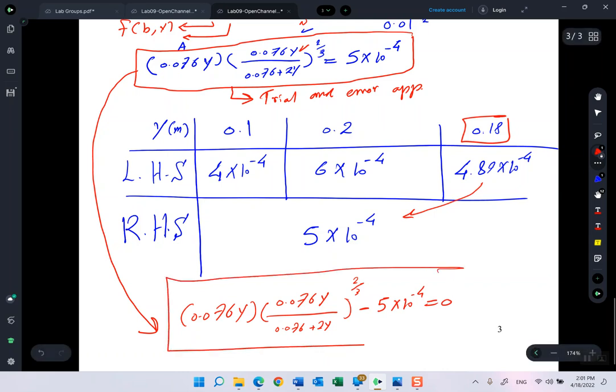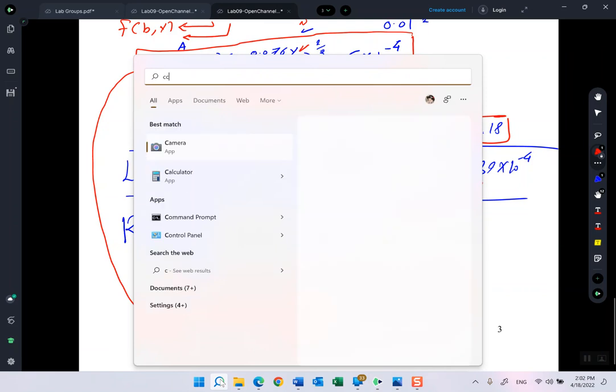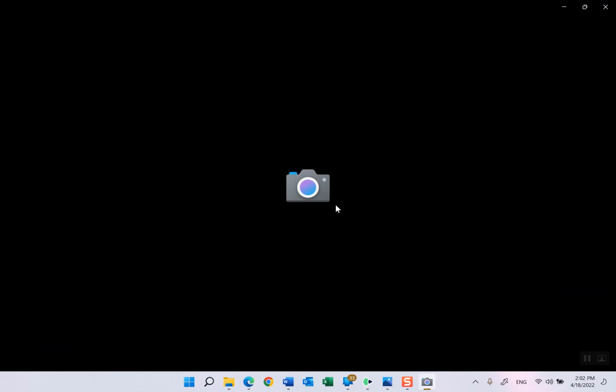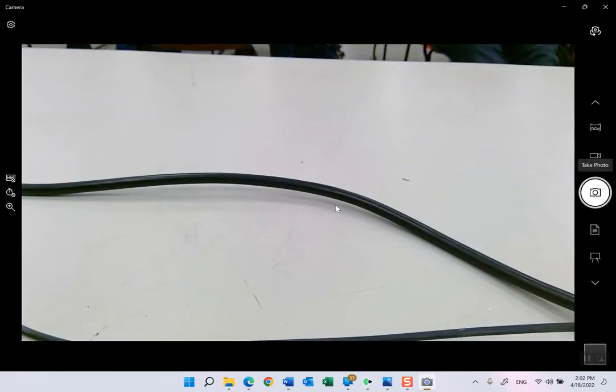Actually, this equation, you can solve it using your calculator, without even having to spend time on trial and doing these calculations many times. How can I do this? So I will turn on the camera. And again, this is not something you can do only in this course. This is something general that you can make use of in any other courses.